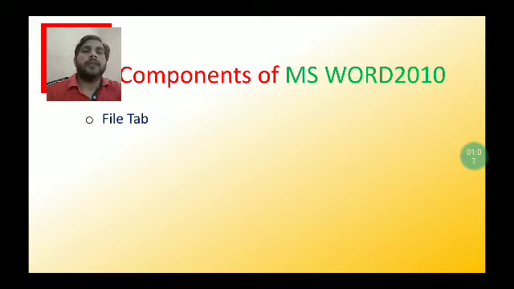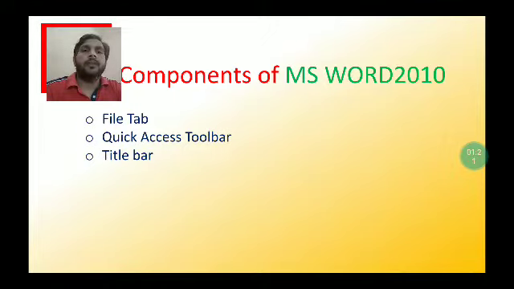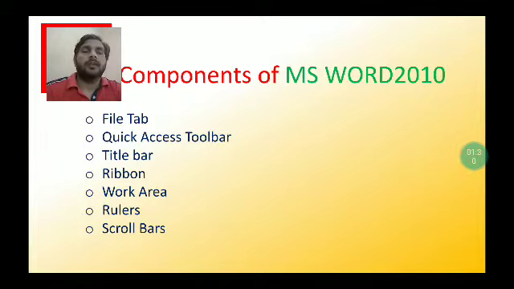So first tab is File tab. This is the component of MS Word 2010, first component. Second, we will discuss about Quick Access Toolbar. Next component is Title Bar. Next is Ribbon, Work Area, Rulers, Scroll Bars, and Status Bar. These are the major components of MS Word 2010. So now we will discuss one by one about these components. So let's discuss.